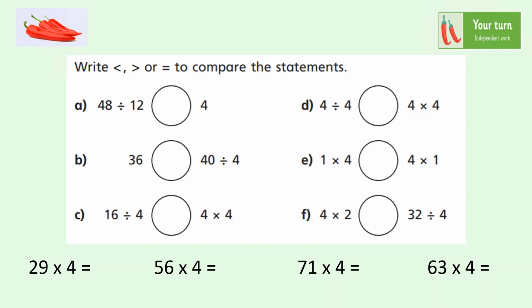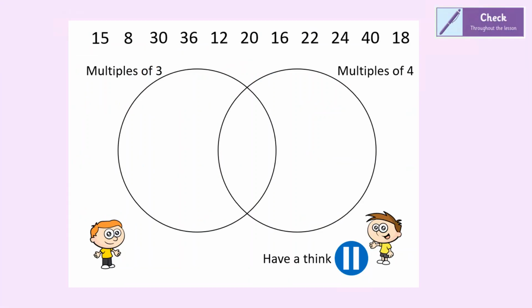If you're choosing Chili 3 today, here are some questions for you to try. The first part, you need to compare the statements. So you'll have to work out the number sentence on either side and then use the greater than, less than or equal to symbols to compare the two statements. Along the bottom, there are some extra questions for you to have a go at using 2-digit numbers multiplied by 1-digit numbers.